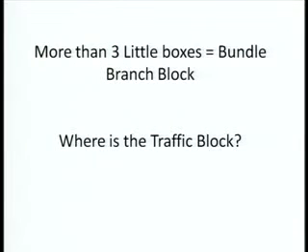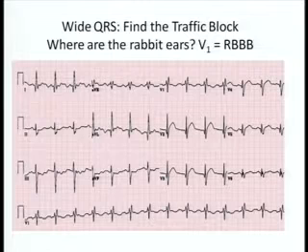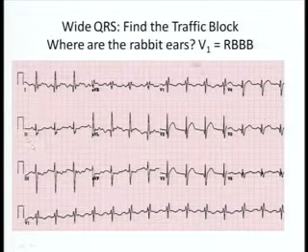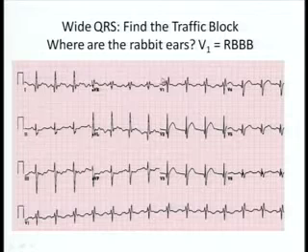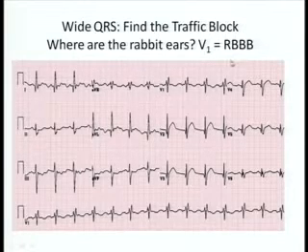Now suppose we have more than 3 little boxes. We get into what is known as a bundle branch block. When we have a bundle branch block, we have to identify where the traffic block is. I would like to know whether it is the right side or the left side. To answer this, I ask myself, where are my rabbit ears? If my rabbit ear is there in V1, that's on the right side, then I have a right bundle branch block. It's very simplistic.